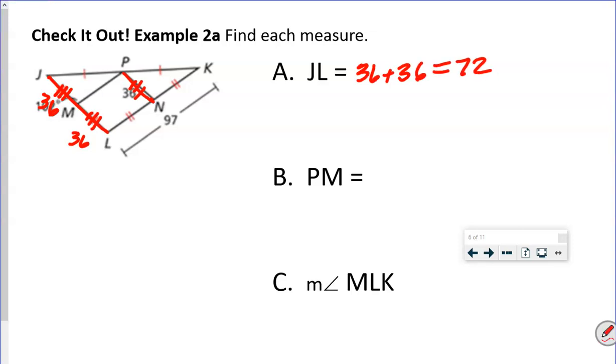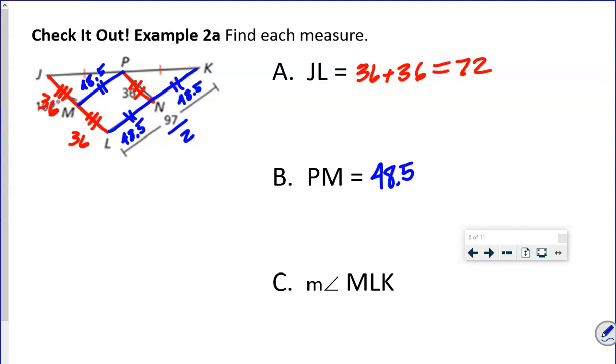The next one we're looking for is PM. That's PM. Now we know that PM and LN are parallel. Those are the parallel sides. So we know that this is 2 ticks, this is 2 ticks, and this is 2 ticks. So we're going to take that 97 and divide it by 2, and that gives us 48.5. That means this is 48.5, this is 48.5, and up there is also 48.5. So PM is 48.5, and we divided that 97 by 2 to get that.